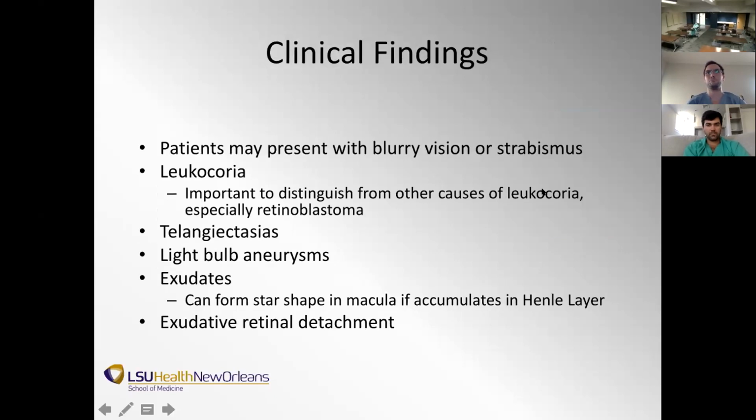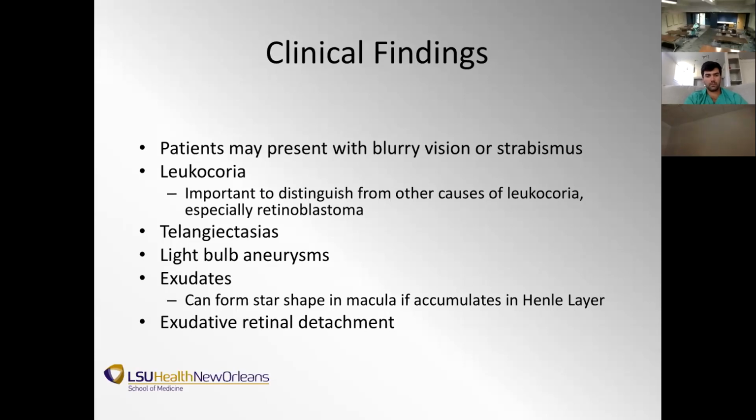So clinical findings: because a lot of these cases can be seen in younger children, they can't always vocalize the symptoms that they're having. But if they can, they complain of blurry vision, or they might have been noted to have strabismus or leukocoria. And like I said before, for any patient with leukocoria, you have to distinguish between other causes of leukocoria and Coats disease, because you want to make sure you're not missing a retinoblastoma.